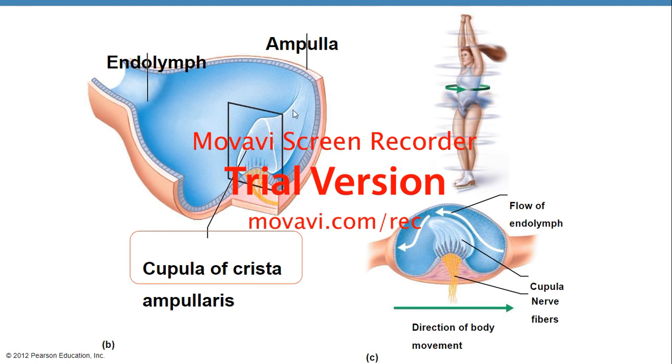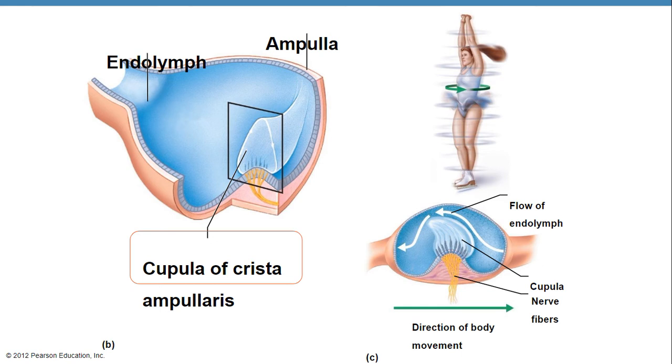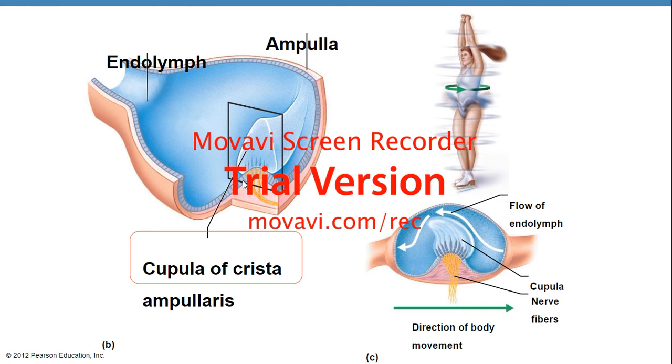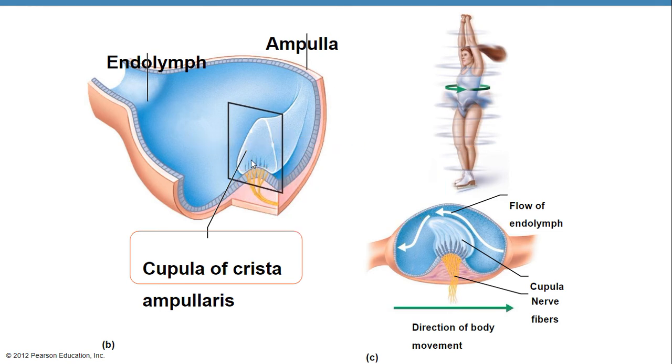You have this ampulla, this enlarged region, and then within the ampulla is a receptor region called the crista ampullaris. This is the crista ampullaris, which consists of a tuft of hair cells covered with a gelatinous cap. So you see your hair cells covered with a gelatinous cap, the cupula of the crista ampullaris, okay?